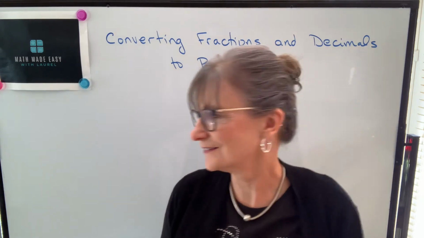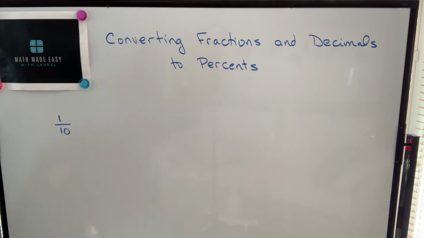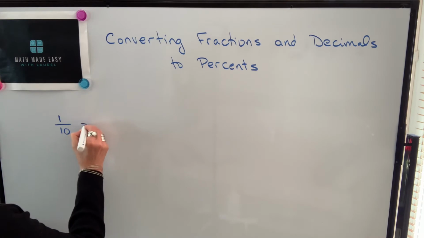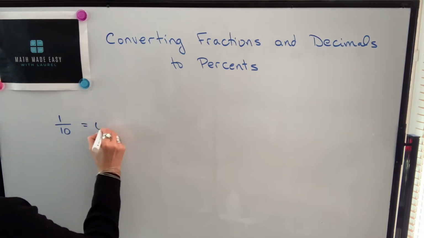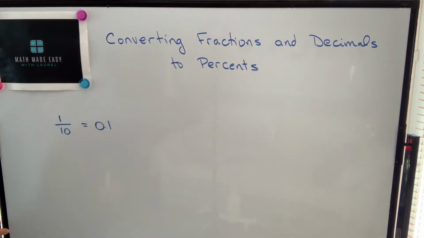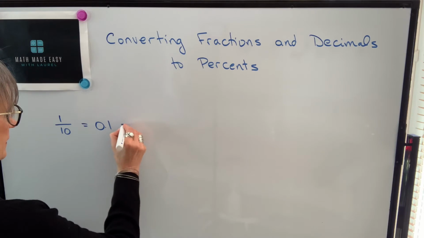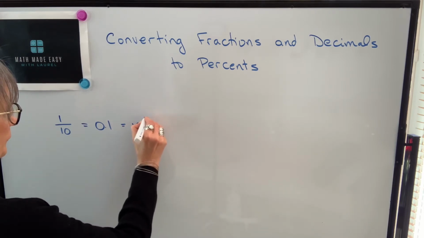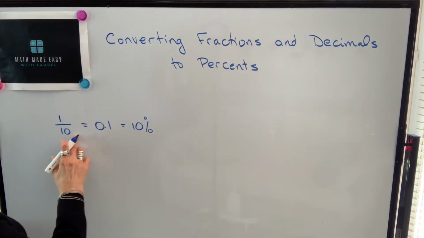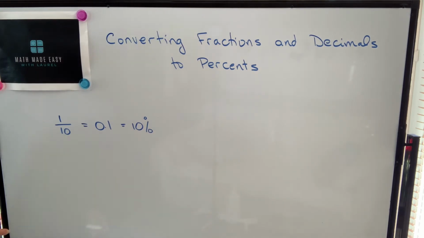Let's take a look. So if I had the fraction 1/10 and I want to express that as a percent, I can first of all change it to a decimal. 1 divided by 10 will equal 0.1. And then I multiply by 100 to change it to a percent. So I move my decimal point 2 places to the right. So that becomes 10%. 1/10 is the same as 10%.